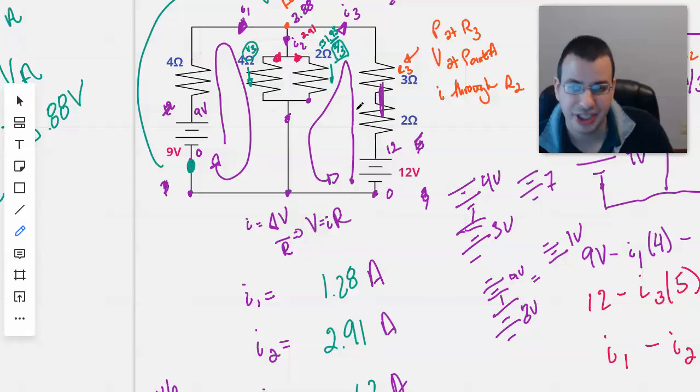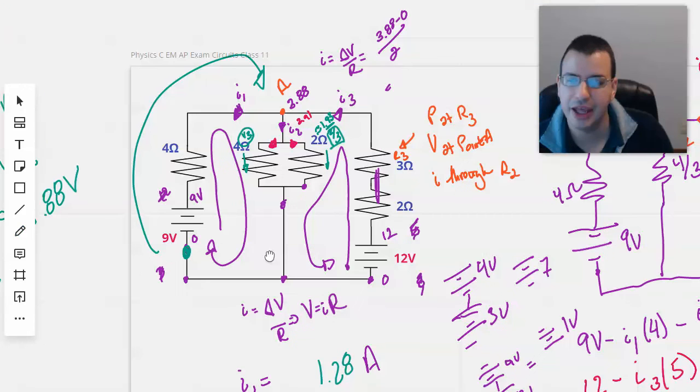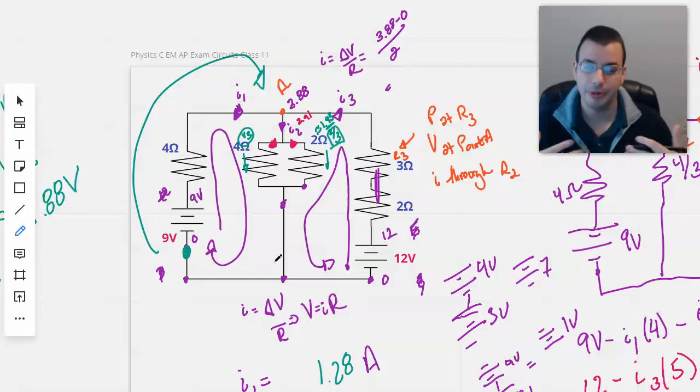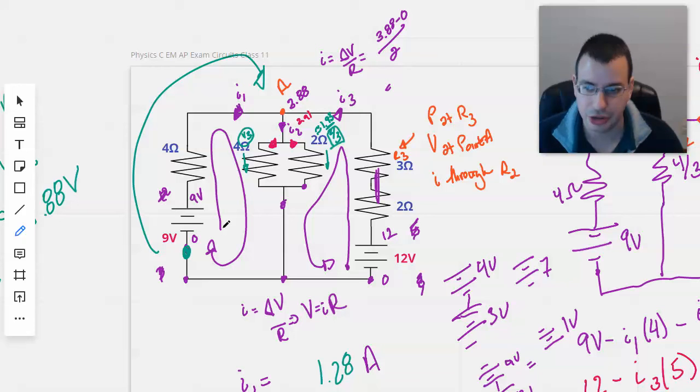But when you have batteries set up like this, it's not that easy. These aren't in series and they aren't really in parallel. Well, I guess they are in parallel, but this is not an easy way of simplifying this battery setup. So we had to use Kirchhoff's voltage law. So we drew a loop.